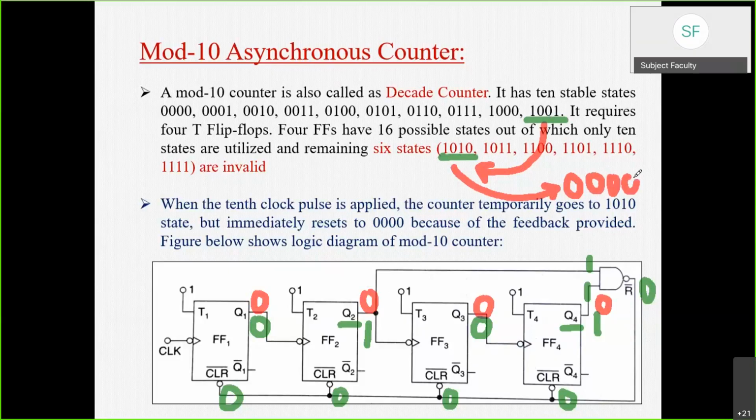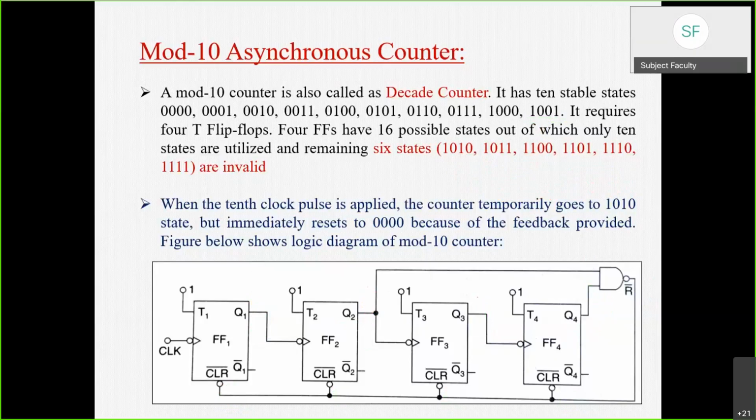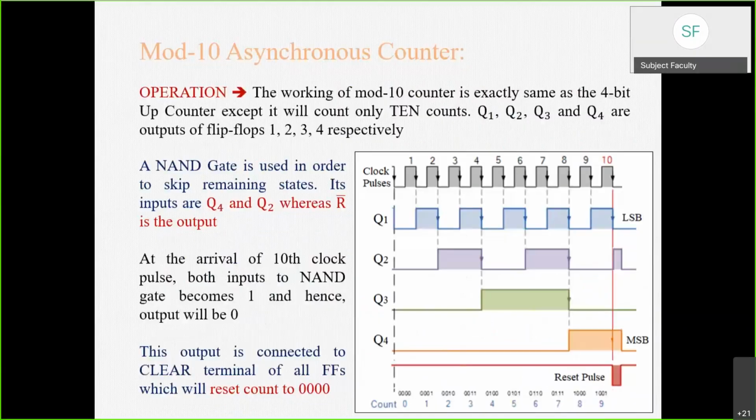It is very similar to the mod 6 asynchronous counter. If you understood this, then it will become very easy. Right. Now again, the waveform has been shown here for the sake of your understanding. So from here also you can understand this.